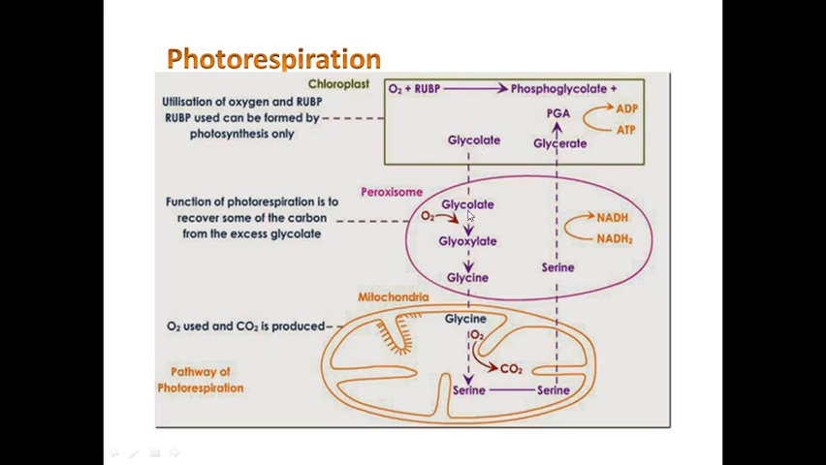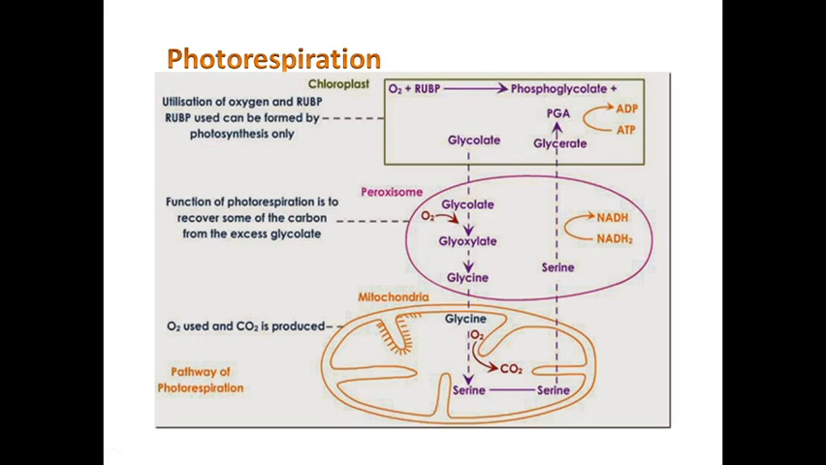Now this glycolate changes in the presence of oxygen into glyoxylate, and these reactions take place in the peroxisomes. Then it changes into glycine, an amino acid, and this amino acid goes to the mitochondria, where it changes into serine. This serine is then transported from the mitochondria into the peroxisome. Fine, and then the serine here changes into glycerate and then phosphoglycerate.